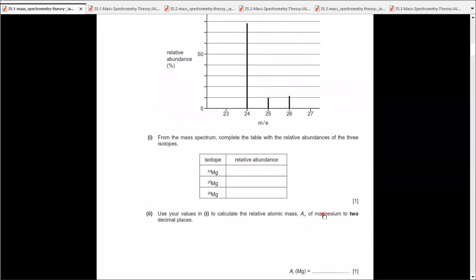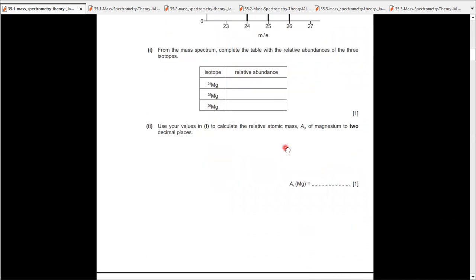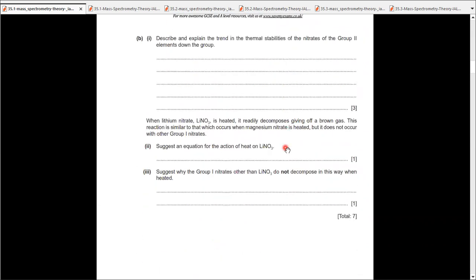Use your values in part 1 to calculate the relative atomic mass of magnesium to 2 decimal places. So 24 multiplied by 79 plus 25 multiplied by 10 plus 26 multiplied by 11, divided by 100. 24.32. Perfect. Moving on.